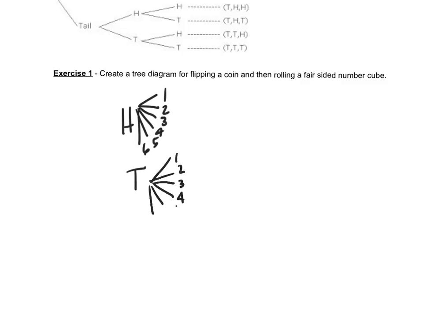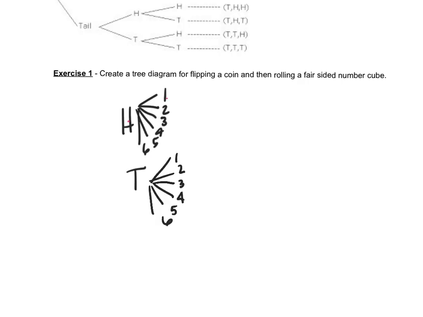For tails, you could get all of these options. So every line is an option. So heads 1 is an option, right? Yeah. Heads 2 is an option. Heads 3 is an option. Those are all options. And we're going to talk about that here in just a second.